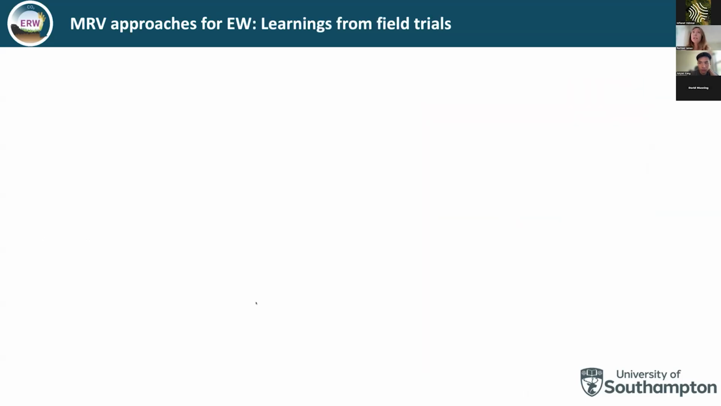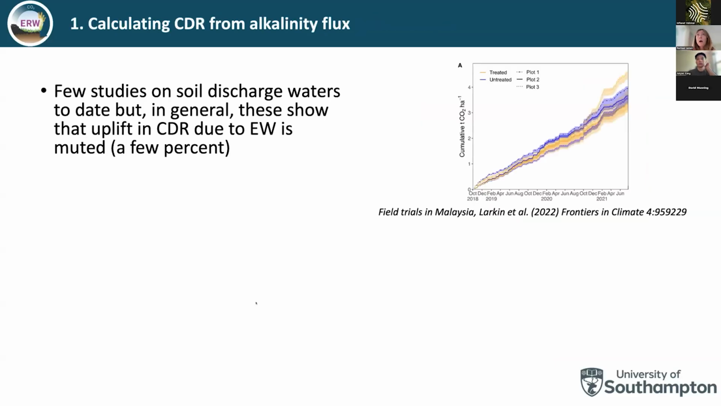Okay, so I wanted to just think now about what we have learned from field trials so far. I wanted to start with thinking about calculating carbon dioxide removal from alkalinity fluxes. And in terms of looking at soil discharge water, so I'm thinking about stream waters here, to date, there are very few studies on alkalinity fluxes in stream waters. But a field trial that was conducted by the Leverhulme Centre for Climate Change Mitigation, involving myself and Christina Larkin, did look at those waters.